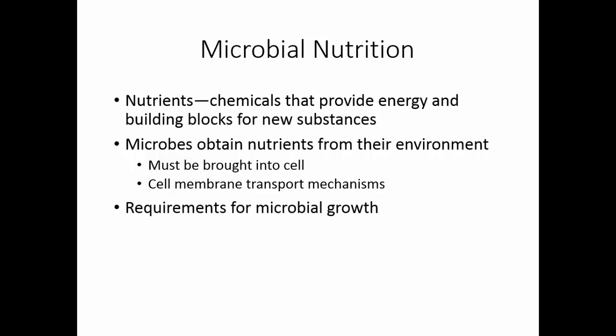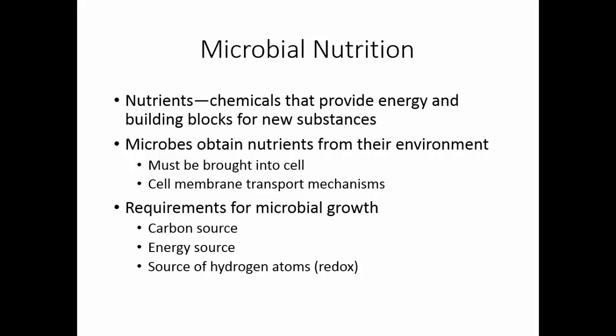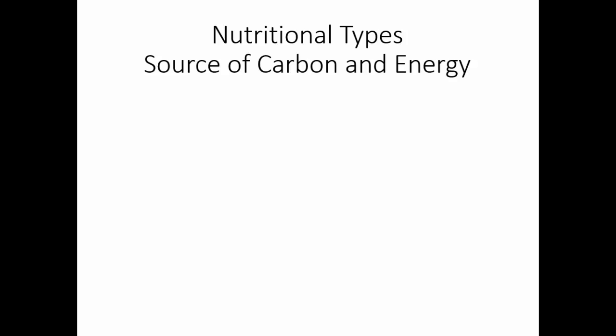For microbial growth to occur, all organisms have to have a carbon source and an energy source. Additionally, they have to have a source of hydrogen atoms because hydrogen atoms are involved in those redox reactions. And then oxygen and nitrogen requirements must be met, plus a few trace elements. We can divide microorganisms up into nutritional types based on their source of carbon and energy.